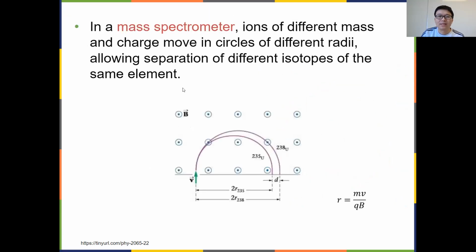Typically, this is what I've been talking about. R equal to mv over qB. So for uranium 235 and 238, you can separate them by having their initial velocity being the same and then going through a mass spectroscope. Here you'll probably have a velocity selector and then a mass spectrometer.